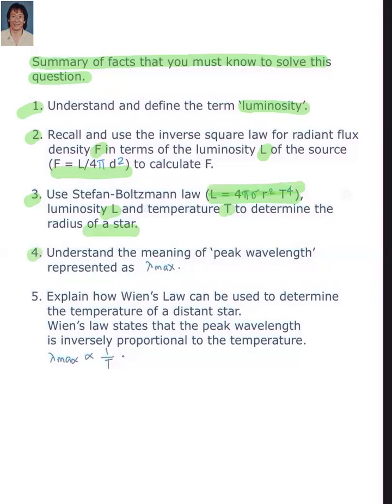Number 4, understand the meaning of peak wavelength represented as lambda max. Then number 5, explain how Wien's law can be used to determine the temperature of a distant star. Wien's displacement law says that the peak wavelength is inversely proportional to the temperature in Kelvin. This is a formula, so from there you can put lambda max times temperature equals a constant. From there, you can calculate your temperature.